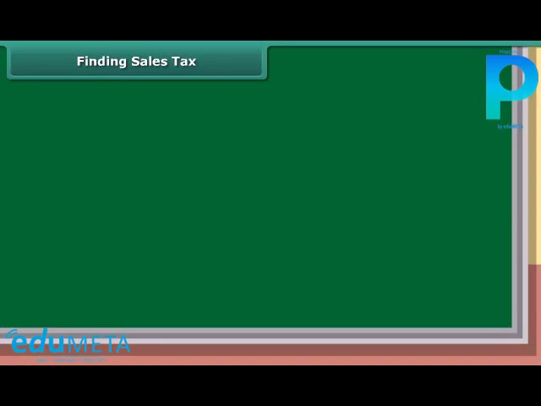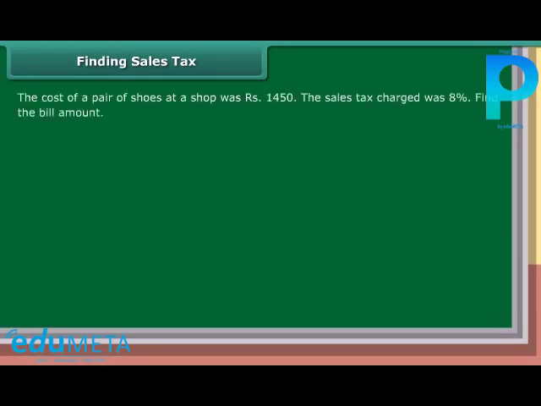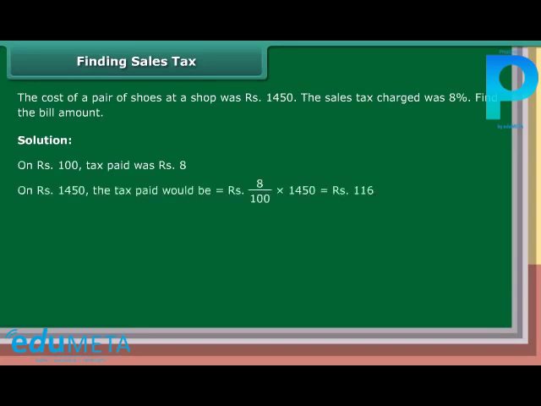Finding sales tax. The cost of a pair of shoes at a shop was ₹1,450. The sales tax charged was 8%. Find the bill amount. Solution. On ₹100, tax paid was ₹8. On ₹1,450, the tax paid would be ₹8/100 × 1,450 = ₹116.